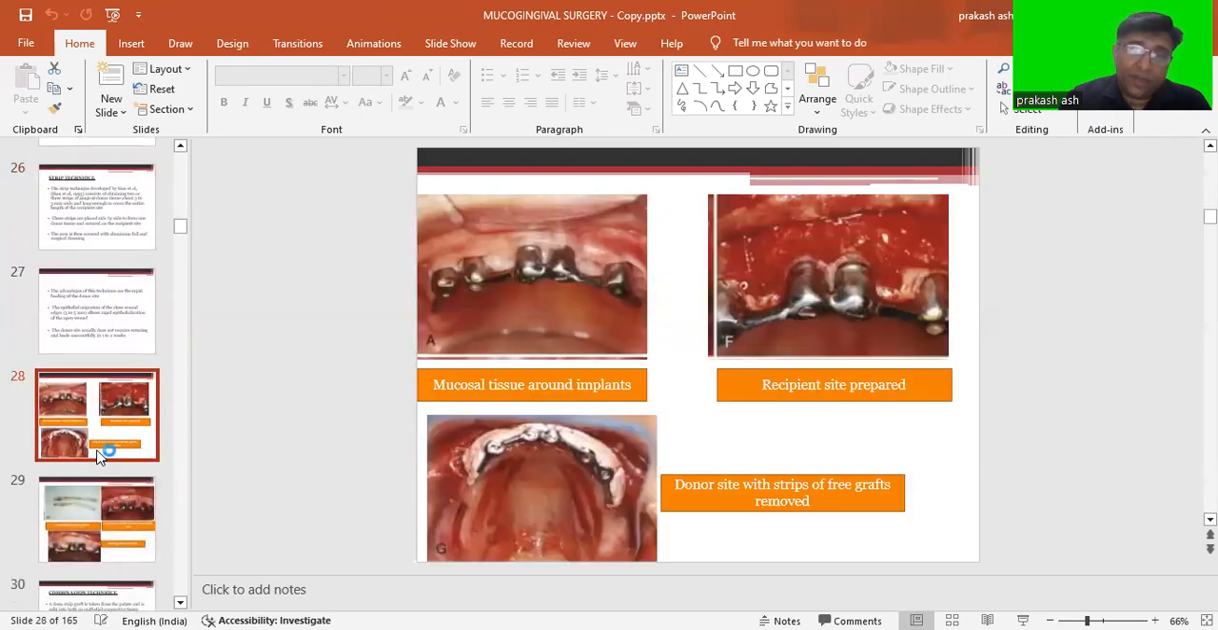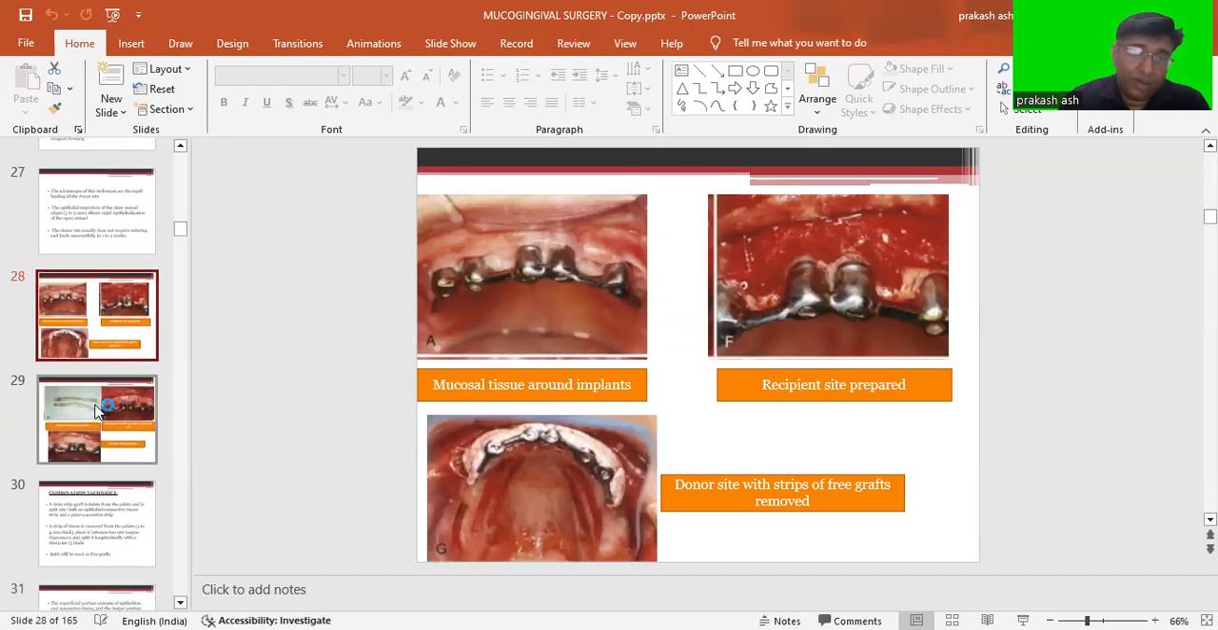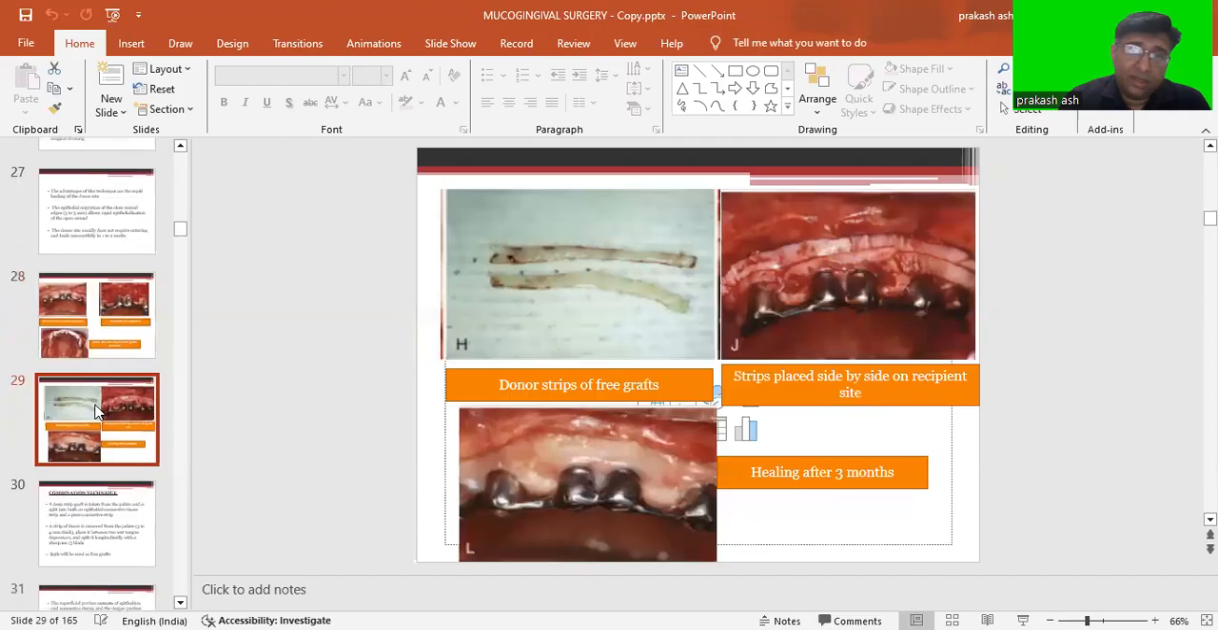And this is the photo in which you can see mucosal tissue around the implants. Now the recipient site is prepared. Now the strips are removed from the palate. These are the strips, and once the strips are removed, it is placed on the recipient side and see the healing after 3 months.